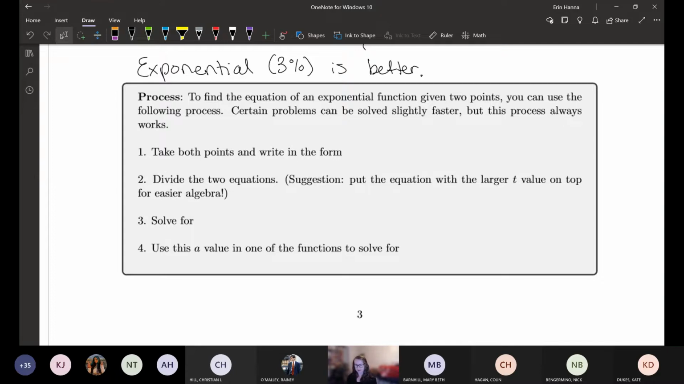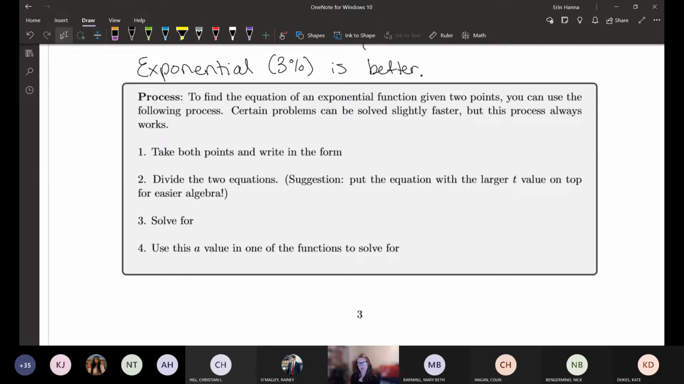Certain problems can be solved slightly faster. There's one tiny bit of a shortcut that you can take, and I'll try to point that out when we get to one. But this process always works. So if you just want to focus on the process that always works and not worry about the shortcuts you could possibly take, that's a thing.